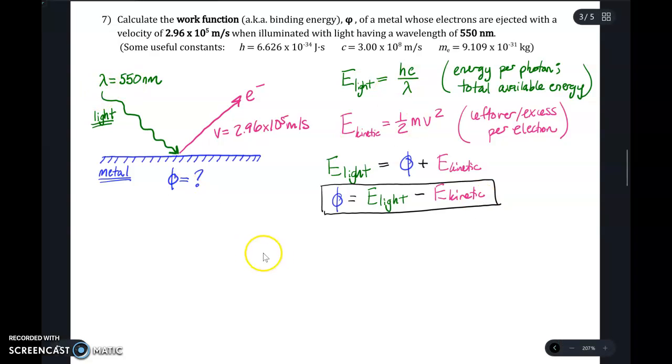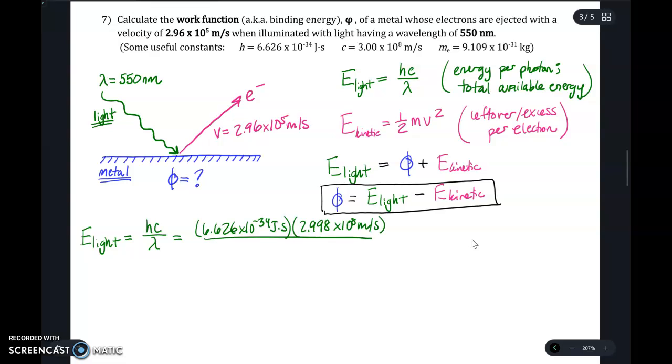So if I want to use this equation down here to solve for my work function, I've got to solve for my energy of the light, solve for my kinetic energy, and then I can plug those two in here to get what the work function is. So doing the energy of the light calculation, we're going to have hc over lambda. h is just going to be 6.626 times 10 to the negative 34th joule seconds. c is our speed of light, so 2.998 times 10 to the 8th meters per second.